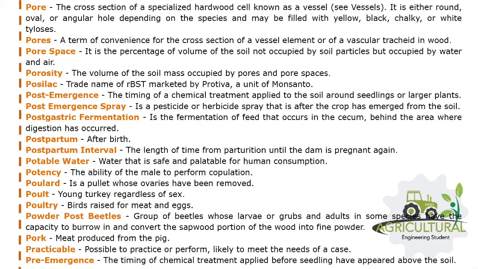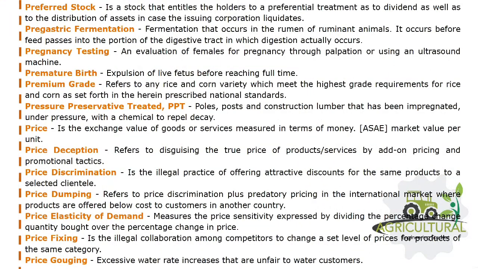Practicable, possible to practice or perform, likely to meet the needs of a case. Preemergence, the timing of chemical treatment applied before seedlings have appeared above the soil. Preferred stock is a stock that entitles the holders to a preferential treatment as to dividend as well as to the distribution of assets in case the issuing corporation liquidates.